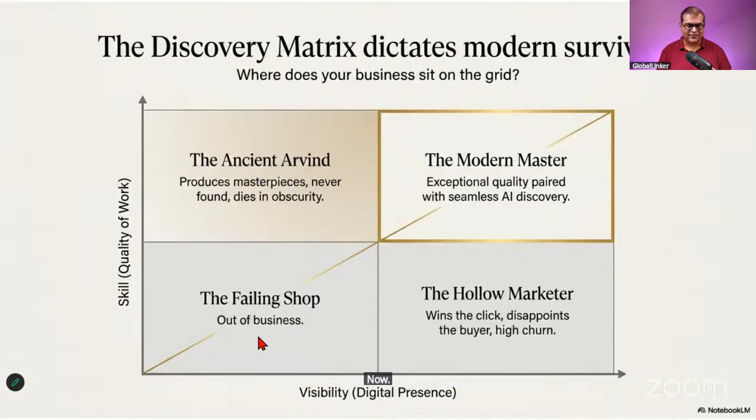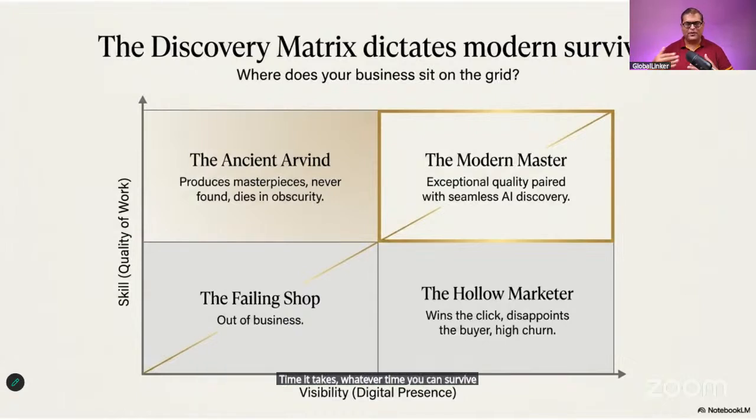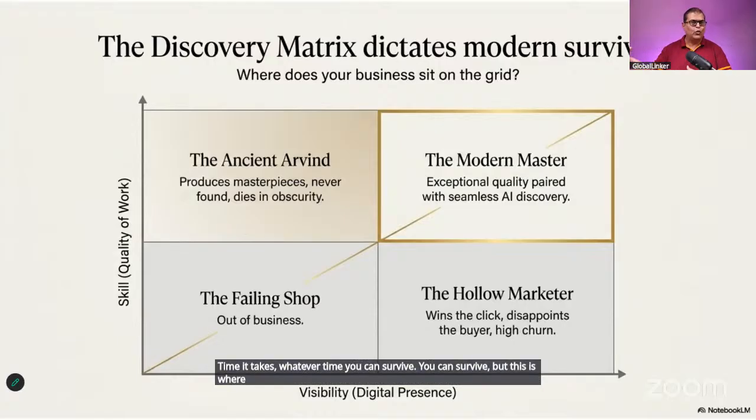That's the ancient Arvind we all know of, where he had skills, but his visibility was low. Now we have another variation, which is a failing shop. So failing shop is basically a business which does not have skill and does not have visibility, right? So you don't have anything. Whatever time you can survive, your doom is absolutely certain. So that is the failing shop scenario.